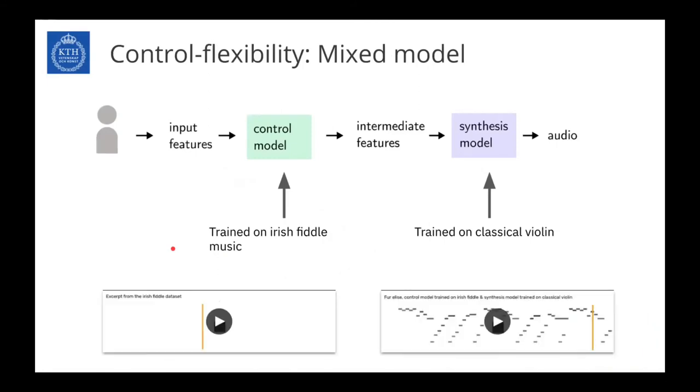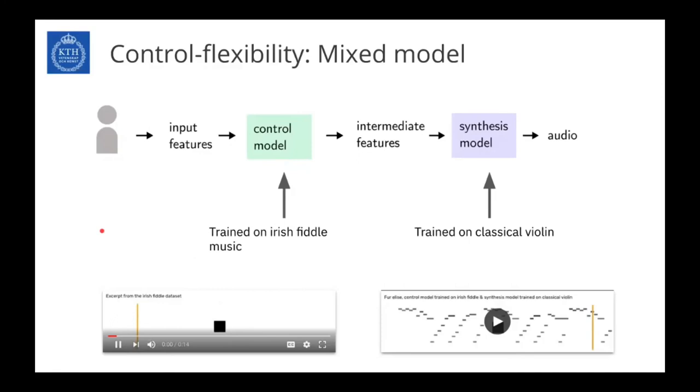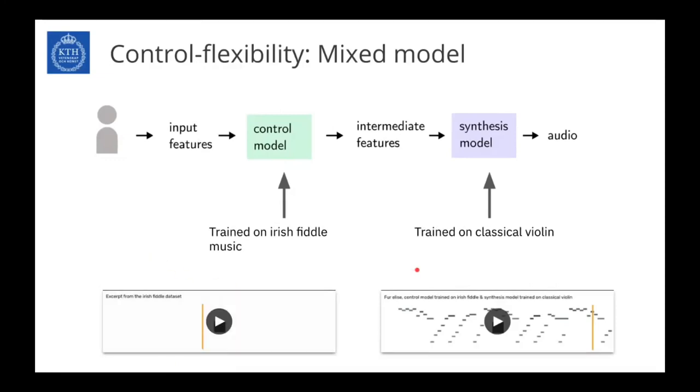We performed some other experiments where we trained a control model on a dataset A and a synthesis model on a dataset B. Here we trained the control model on this Irish fiddle dataset. The synthesis model was trained on the classical violin dataset we heard earlier.